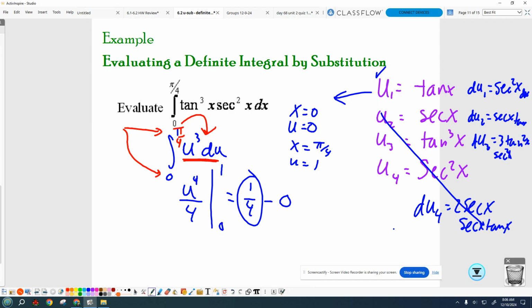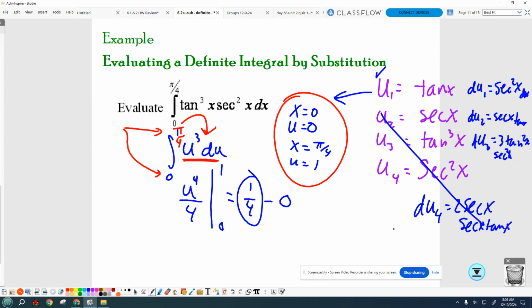Did you plug X back in for you? Nope, I didn't need to. The reason I did not need to was Roman went through the trouble to say, well, 0 and pi over 4, when I translated those miles to these kilometers, that became 0 and 1. So in terms of X, I was 0 to pi over 4. In terms of U, I went to 0 to 1. And because he did that, he did not have to go back to tangent.